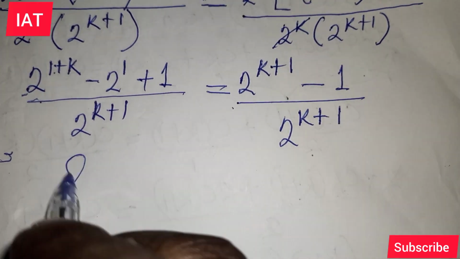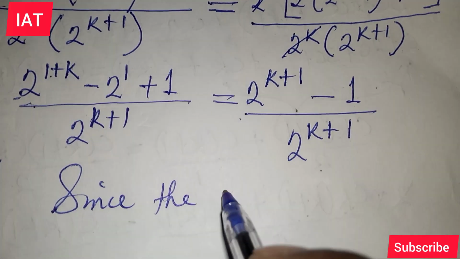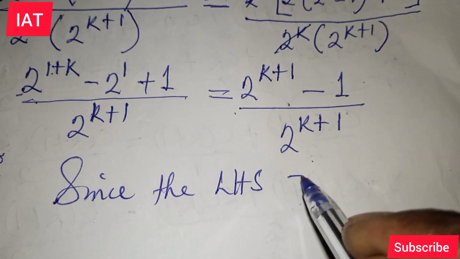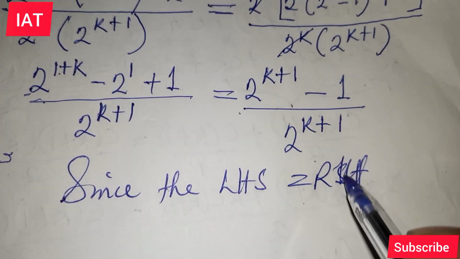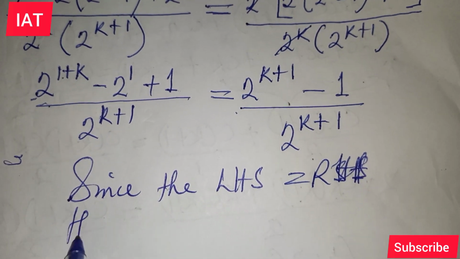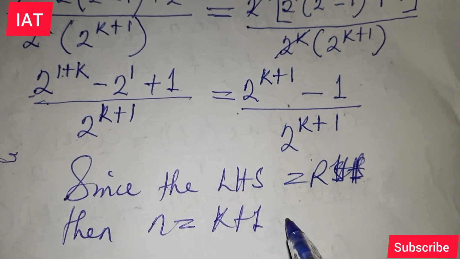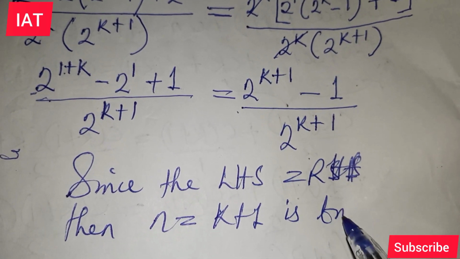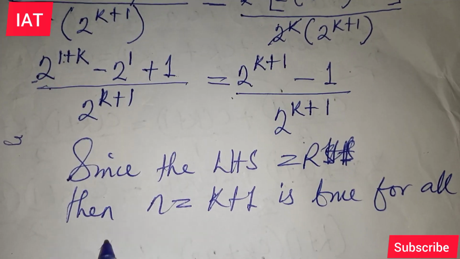So since the left hand side is equal to the right hand side, then n equal to k plus 1 is true for all positive integers.